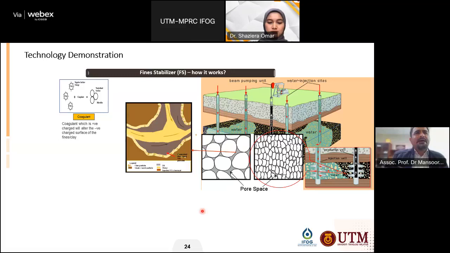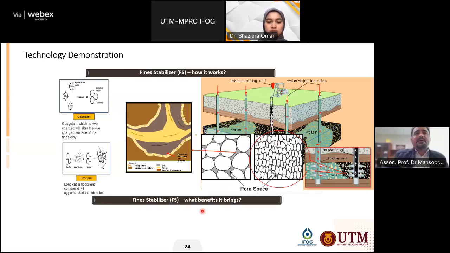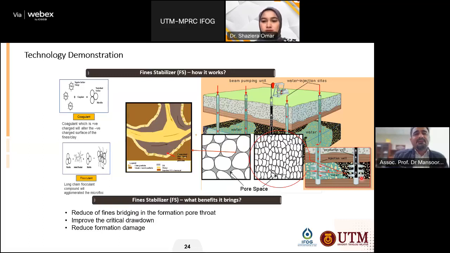well stimulation. So normally, for the coagulant part, it has positive charges, and these positive charges will react with the negative charges of the surface of the fine plane. And then we have flocculant, which is a long chain flocculant compound that will agglomerate the microfines. Okay. So fine stabilizer reduces the fine bridging in the formation pore throats, improves the critical drawdown.